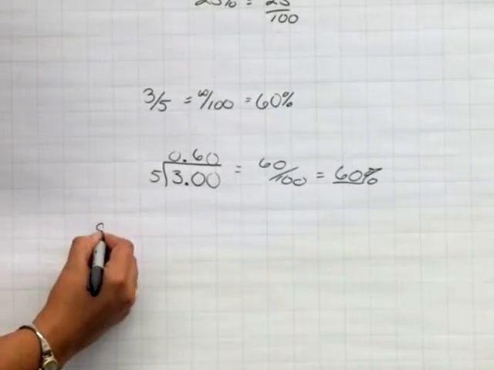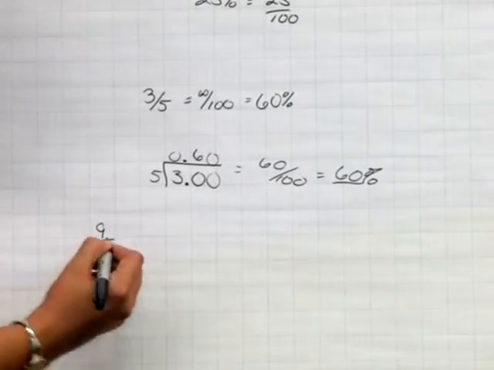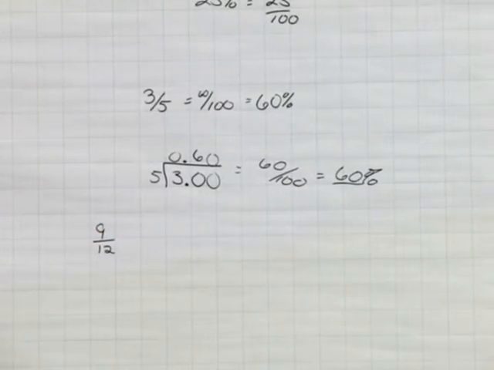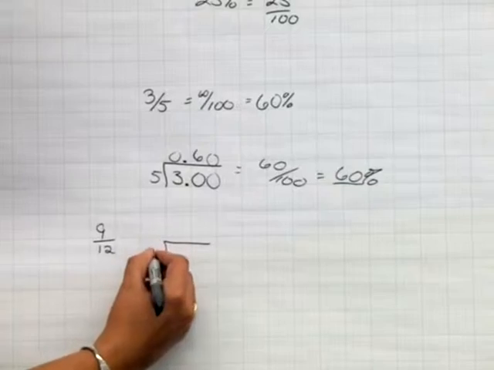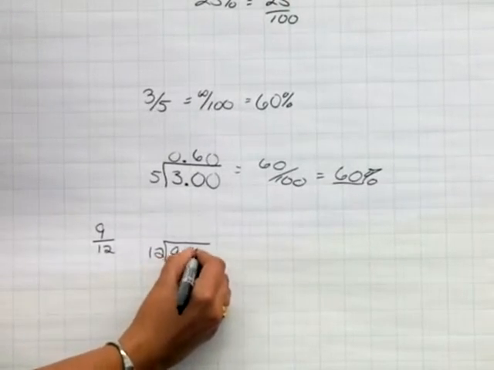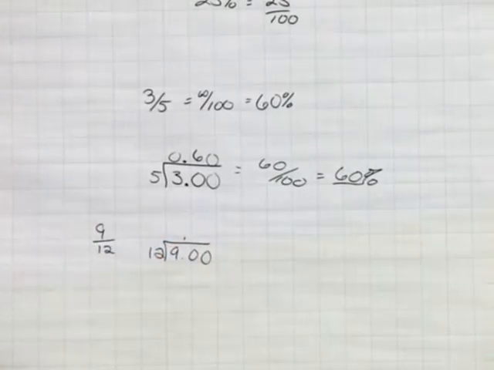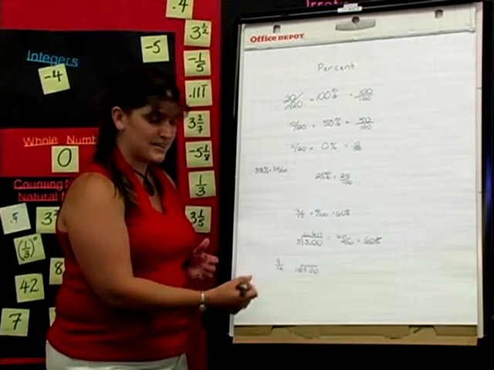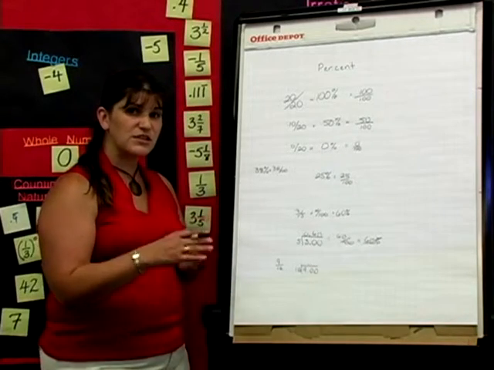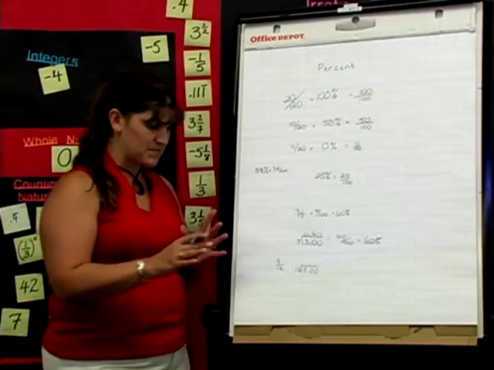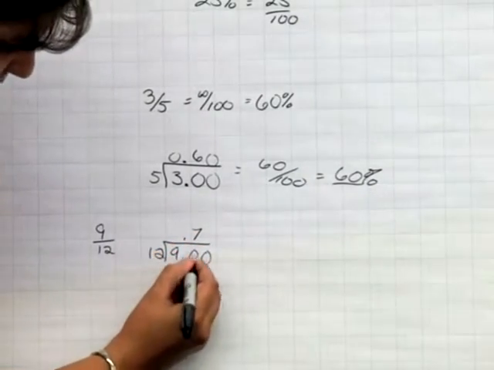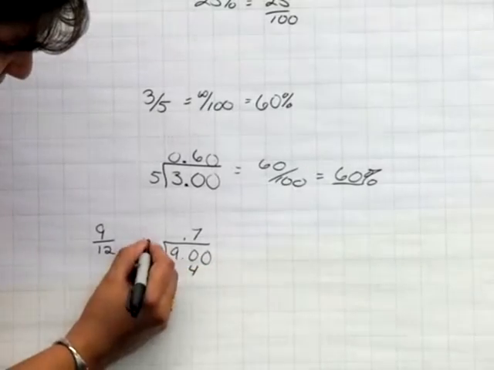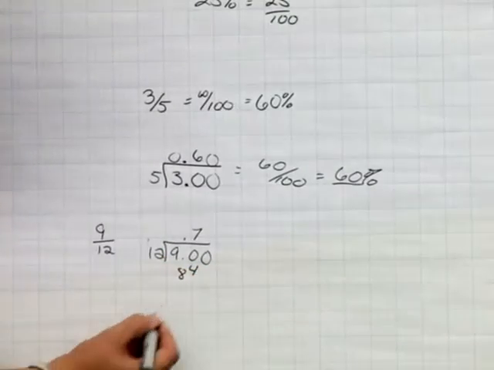Let's work out another problem to show you again. If we have, let's say, 9/12, and I want to change this into either a decimal or a percent, I'm going to divide. So now we need to find what is 90 divided by 12. You can do this by guess and check. We're going to say it's 7. So 7 times 12, 14, carry the 1, 84.